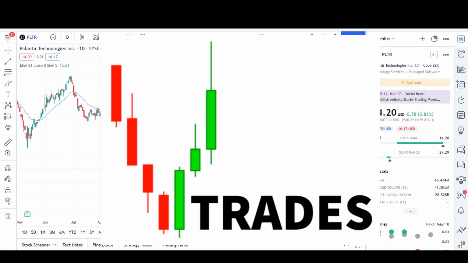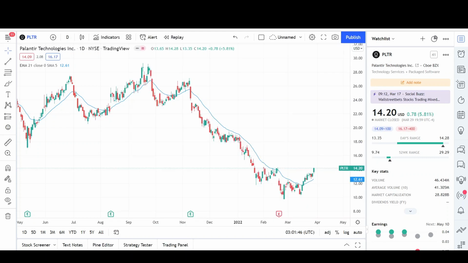What's up traders, this is Vee Trades and today I'll be doing a technical analysis breakdown for Palantir Technologies with the ticker symbol PLTR.